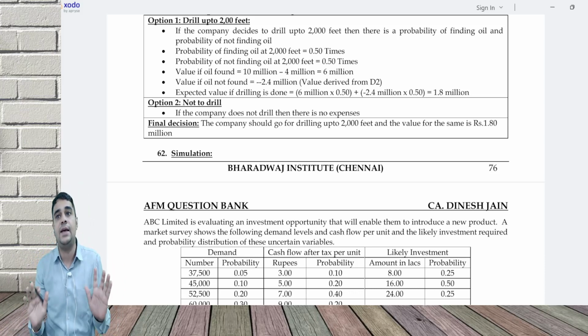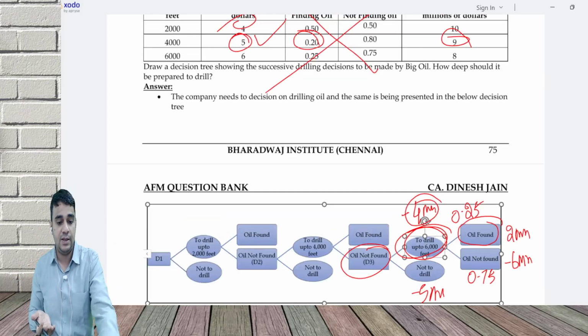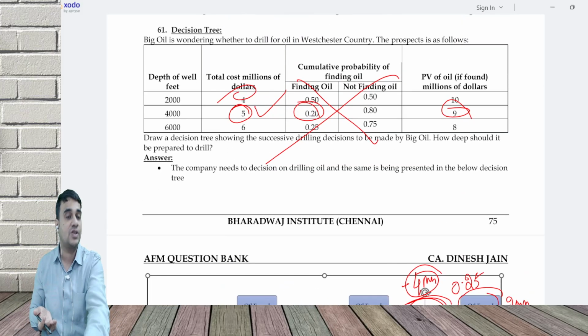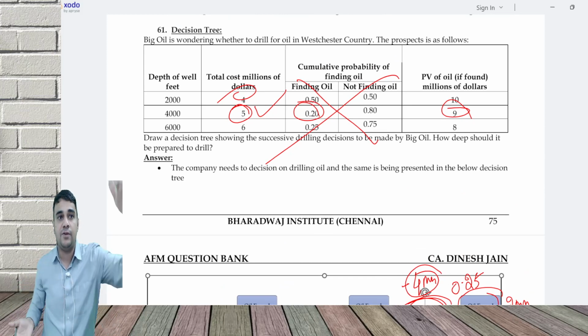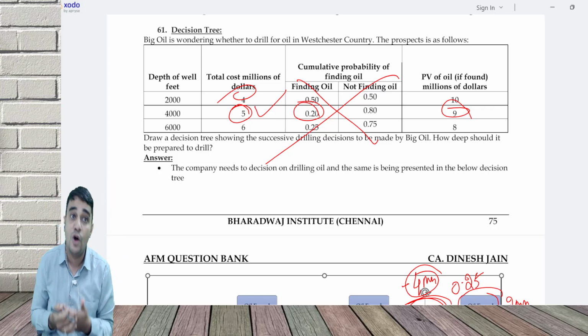A decision tree is only saying whatever data you have, and if you give a big paragraph, it is easier to understand when it is shown in a diagram. The same thing was given in a table. Instead of a table, I can give a paragraph saying you should be prepared to drill up to 2,000 feet, and if you drill up to 2,000 feet, this is what will happen. If I give such a lengthy paragraph, it becomes very difficult for anyone to follow.